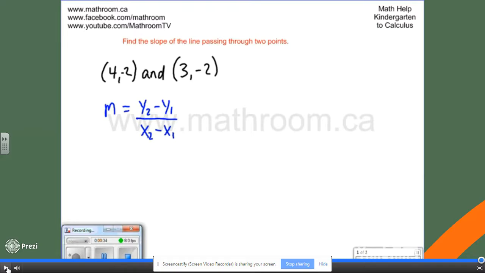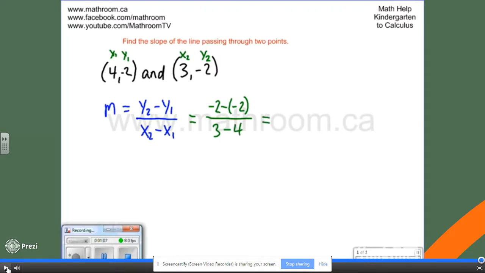So the next thing we want to do is assign x1 and x2. So this is x value number 1, x value number 2, y value number 1, y value number 2. So now we'll plug those points into the formula. Y2 value is -2, and we're going to subtract the y1 value, which is also -2, divided by x2 value, which is 3, minus the x1 value, which is 4.